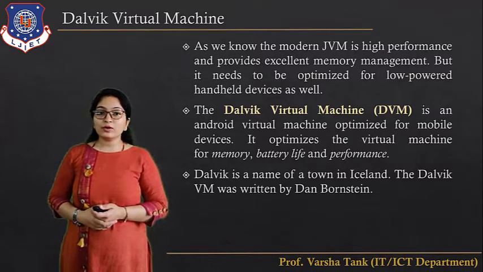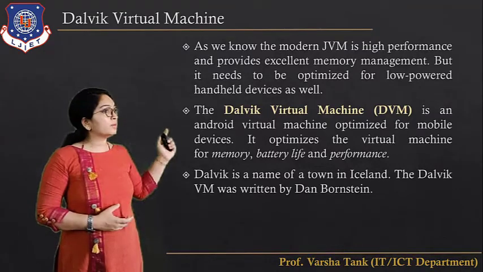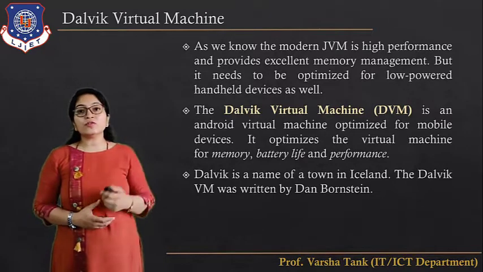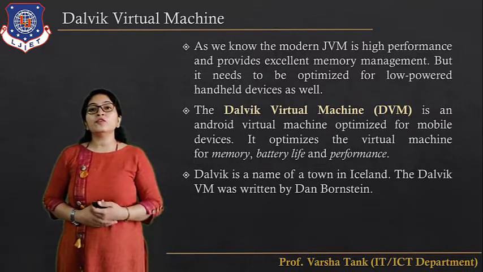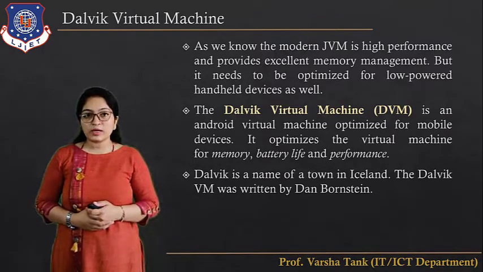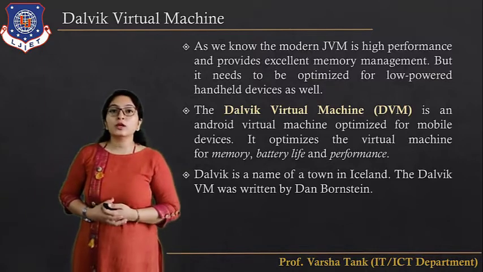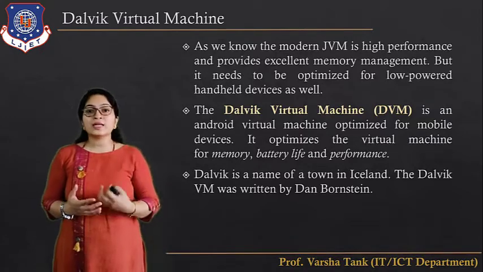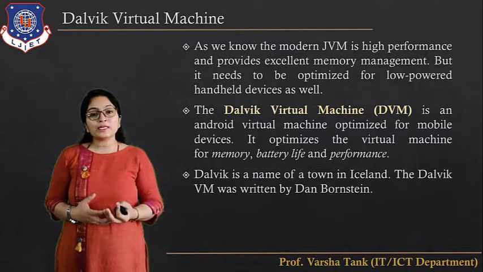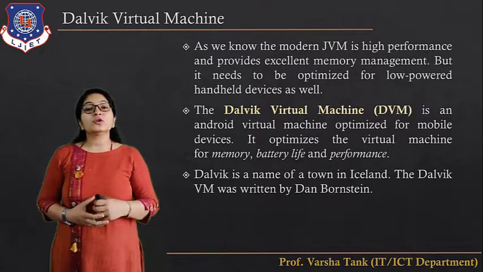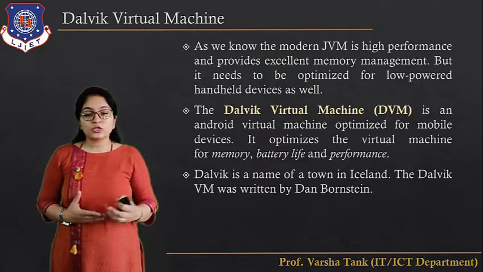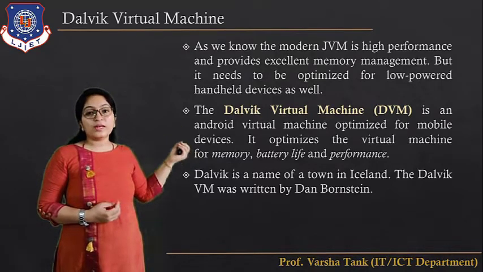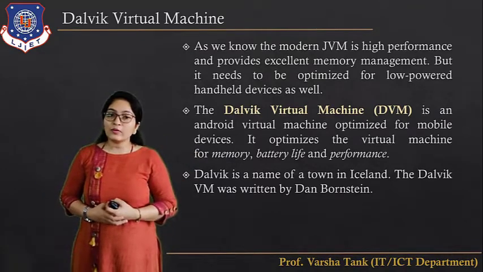Now next one is the Dalvik Virtual Machine. This Dalvik Virtual Machine is part of the Android architecture. As we know, the modern JVM, that is the Java virtual machine, is high performance and provides excellent memory management. But it needs to be optimized for low powered handheld devices as well, for example your mobile phone, which has the Android operating system. So it provides lightweight operations, which makes it faster. For that we require this virtual machine, the Dalvik Virtual Machine.